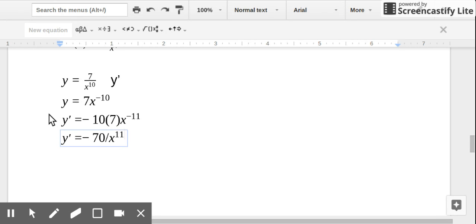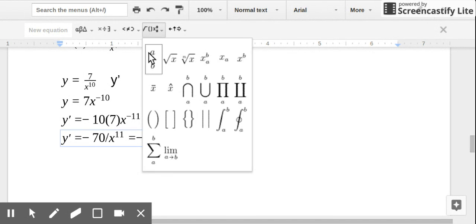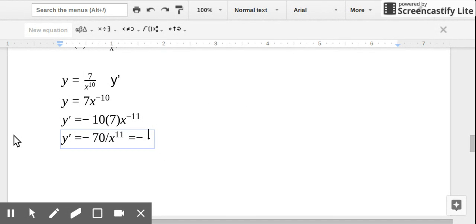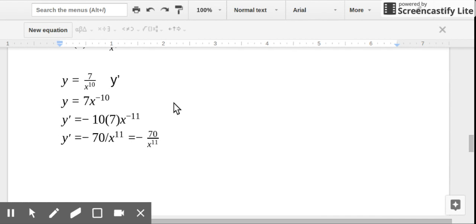Now you see this notation. I'll just say equal to here: negative, and we'll write it so maybe you better understand it, with the 70 on top and the x to the 11th on the bottom. Okay, so there is our derivative.